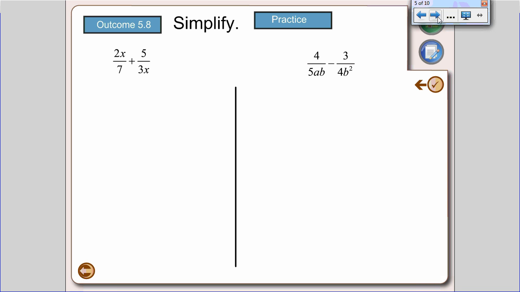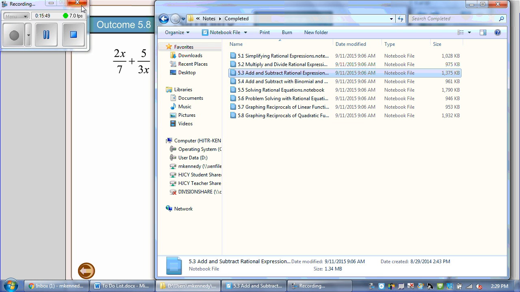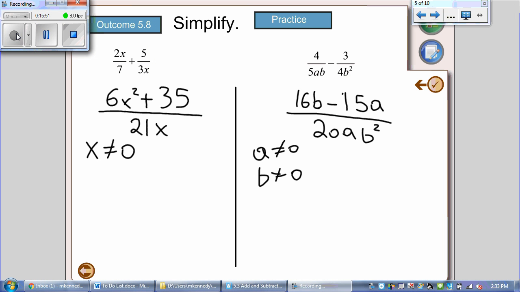Quick review. Those should have been your answers. On the first one, you had to multiply the first fraction by 3 because your lowest common multiple was 21. And you had to multiply by an x, which gave you 6x squared on the top. You then had to multiply the 5 by 7, because that's on a 3 was going to get to 21. And you didn't have to multiply by x at all, because it already had an x on the bottom.